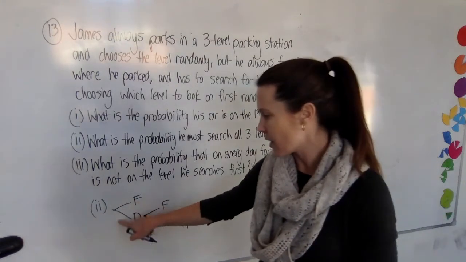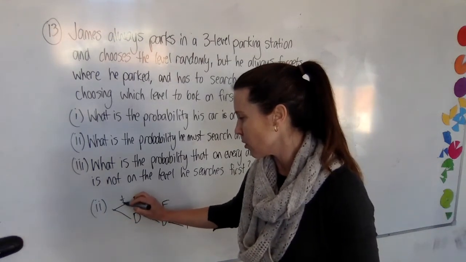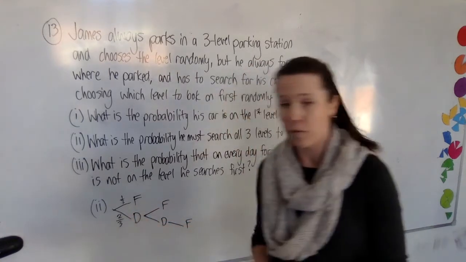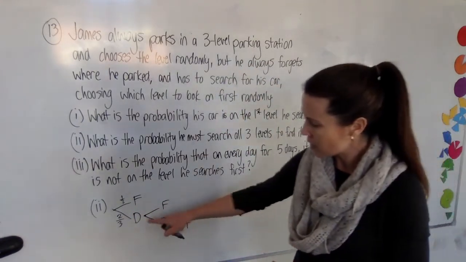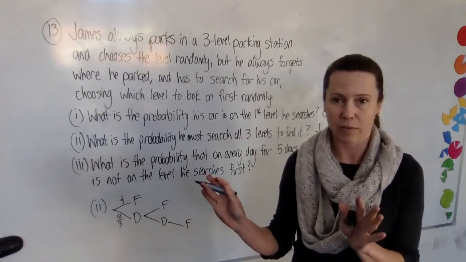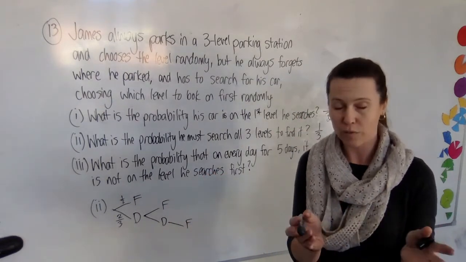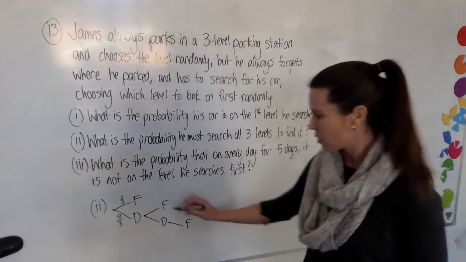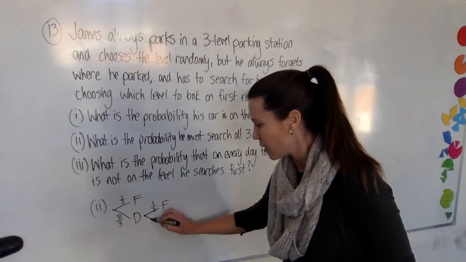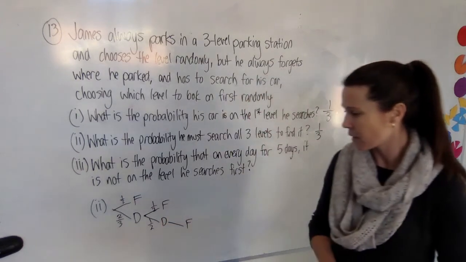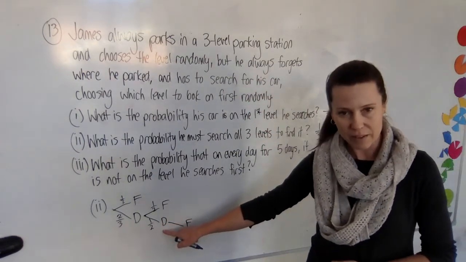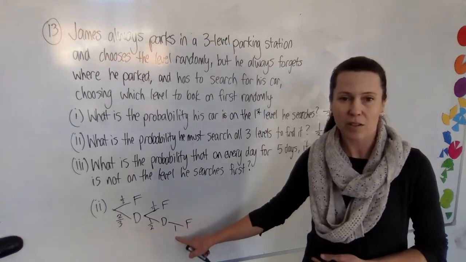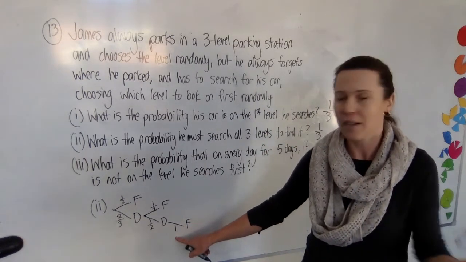So the chance of finding it or not finding it on the first one he looks, he's got a 1 in 3 chance of finding it, so a 2 in 3 chance that he won't find it. Once he's decided it's not on that 1st floor, there's 2 floors left, right? One of them has the car on it and one doesn't. So our chances here is 50-50, half and half. But once he's here and he hasn't found his car on that 2nd level, the chance he will find it here is certainty. It's 1. It's definitely on that last floor.